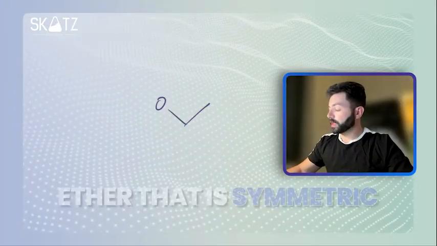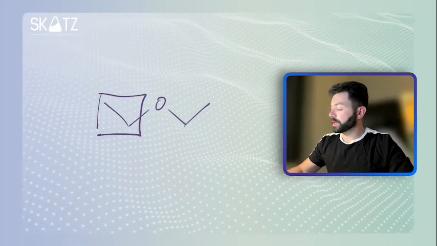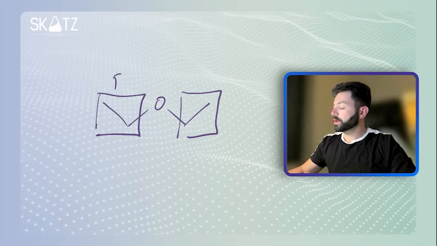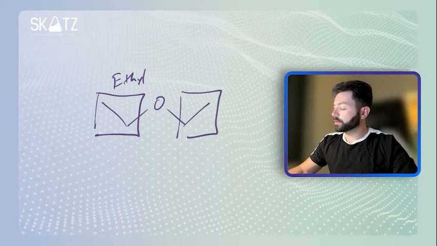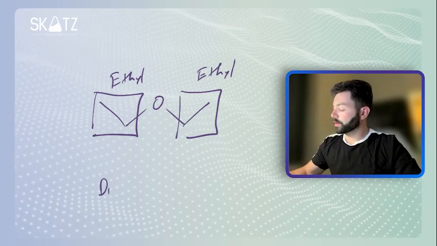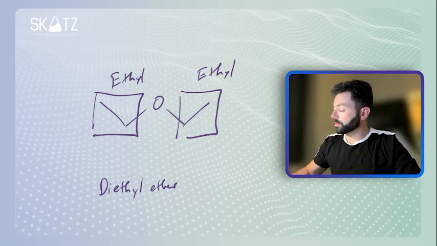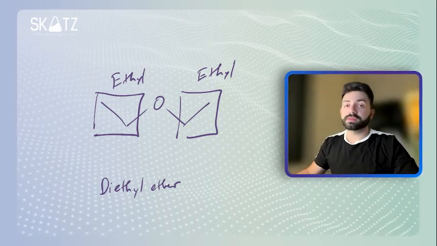If we're naming an ether that is symmetric, then it becomes even easier. Here are my two R groups, and these are both ethyls. All you would do is simply add a di in front of both of these, a diethyl, and then put ether, and that's how you name a symmetrical ether.